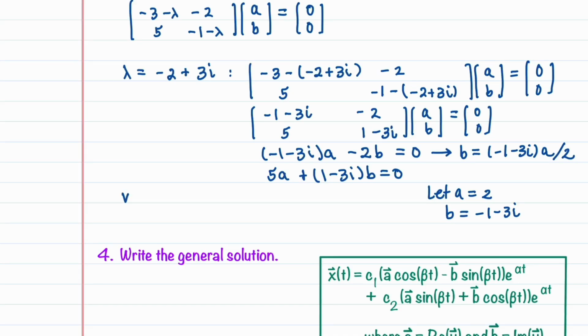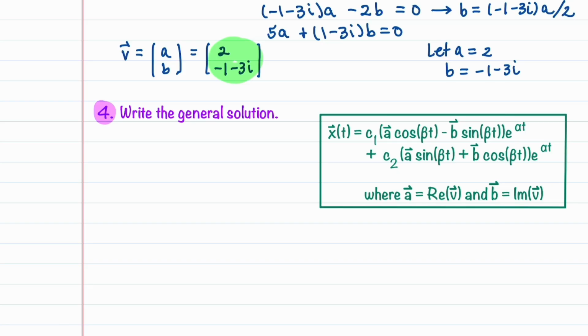Now we can write down our eigenvector, vector v. Remember that was equal to (a, b), and this is equal to (2, -1 - 3i). I'm going to highlight this because we're going to need that in just a minute.